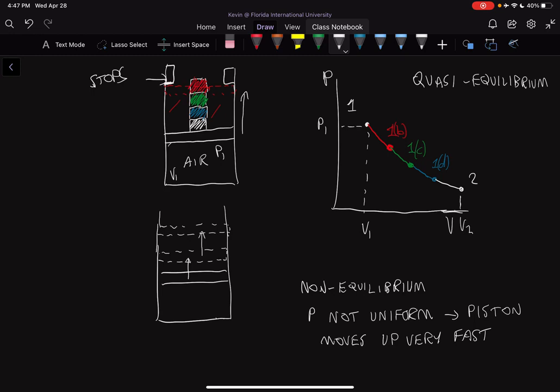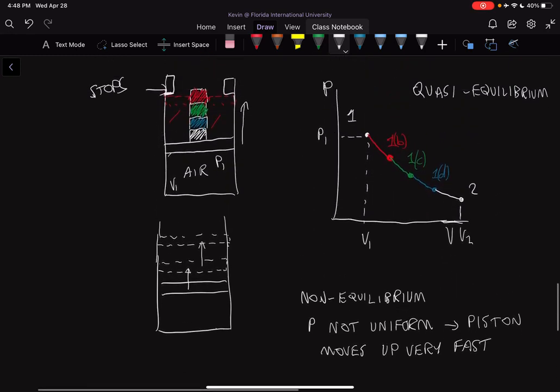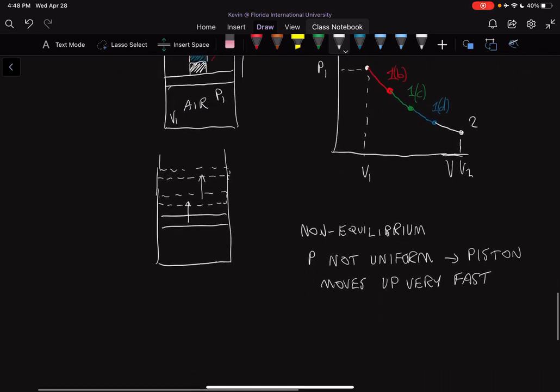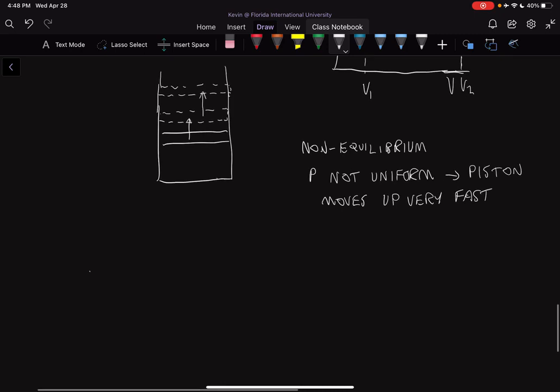So in this class, we're going to be using the quasi-equilibrium approach, which is we assume that all changes are slow enough that we can capture the equilibrium along the path. Okay? And we can call this a quasi-equilibrium system. Now, we're also going to be looking at, in this class, steady flow processes.